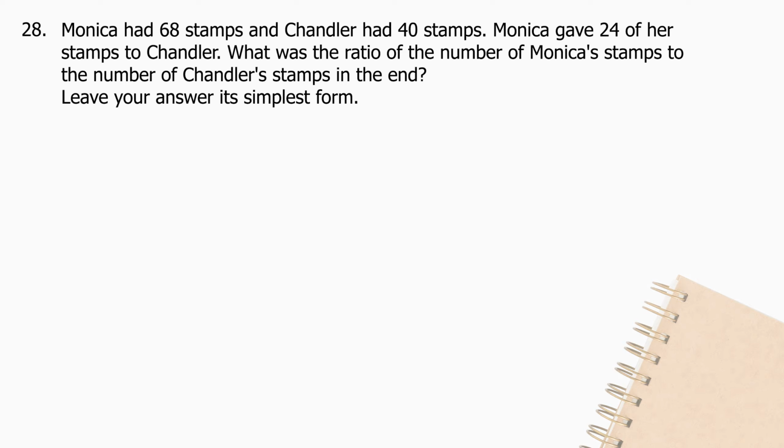Question 28. Monica had 68 stamps, and Chandler had 40 stamps. Monica gave 24 of her stamps to Chandler. What was the ratio of the number of Monica's stamps to the number of Chandler's stamps in the end? Leave your answer in its simplest form.